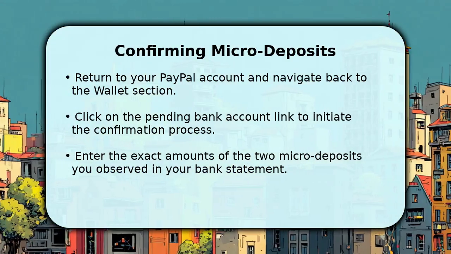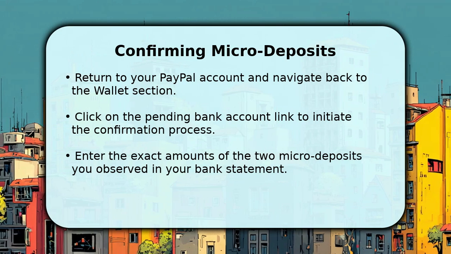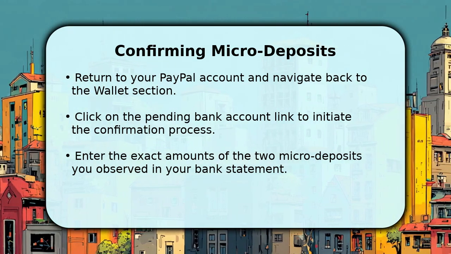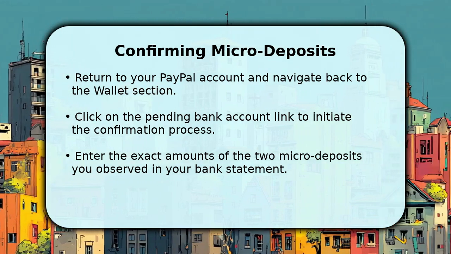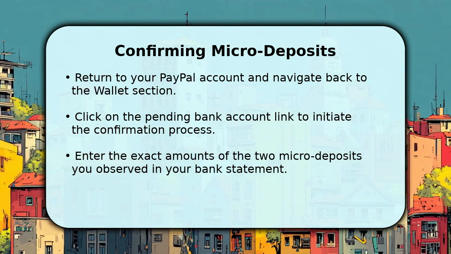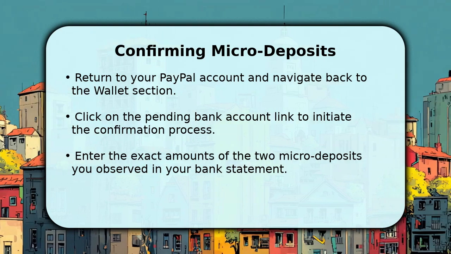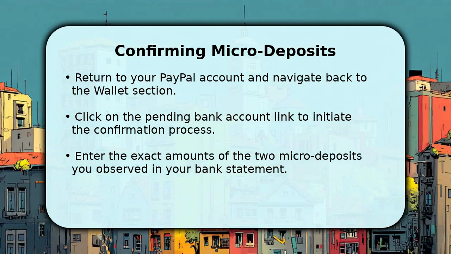Once you see those microdeposits in your bank account, return to your PayPal account and go back to the Wallet section. You will find a prompt to confirm your bank. Click on the Pending Bank Account link and then carefully enter the exact 2 amounts of the microdeposits you just found in your bank statement.